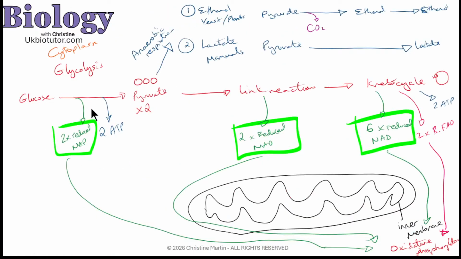And then we went on to say, okay, so what's the point in glycolysis? 2 reduced NADs. What's the point in the link reaction? 2 reduced NADs. What's the point in the Krebs cycle? 6 reduced NADs, 2 reduced FADs. All of these are going off to oxidative phosphorylation as part of the inner membrane.